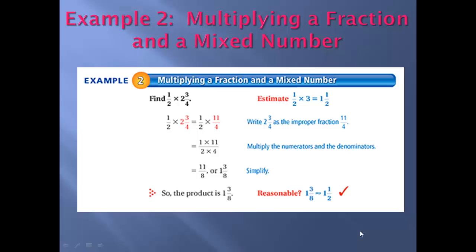So our first step is to write 2 3/4 as an improper fraction. In order to do this, we're going to multiply 4 times 2, which is 8, plus 3, which is 11, so we get 11/4. So now our problem is 1/2 times 11/4. We're going to multiply 1 times 11 for the numerator, and 2 times 4 for the denominator. 1 times 11 is 11, 2 times 4 is 8, so we get 11/8, and if we simplify 11/8, we get 1 3/8. We then can look and see if our answer is reasonable, and 1 3/8 is about 1 1/2, so yes, it is reasonable.